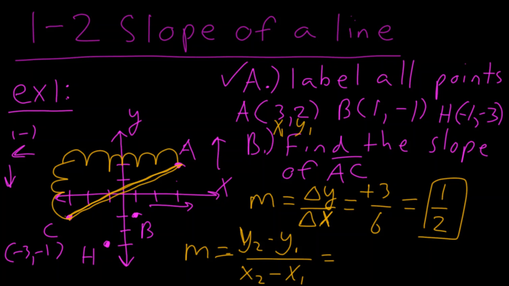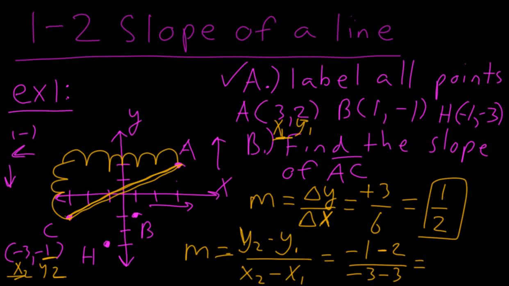Let's go over here to C. I'll call this x2, y2. And we just fill them into this formula. So our y2 value is that negative 1 minus, and our y1 value is positive 2 over, and our x2 value is going to be negative 3 minus, back up here, here's our x1 value, 3.